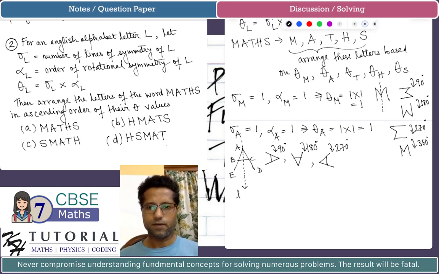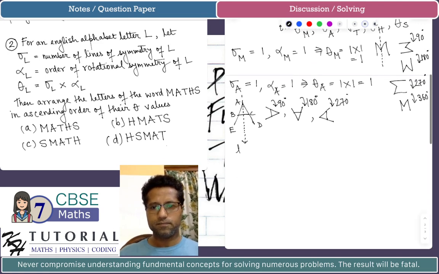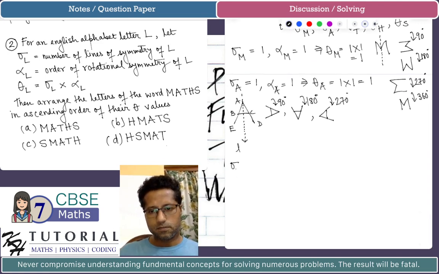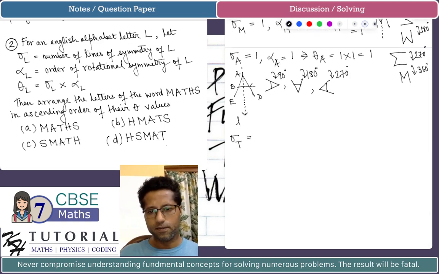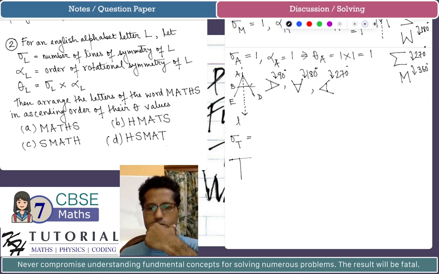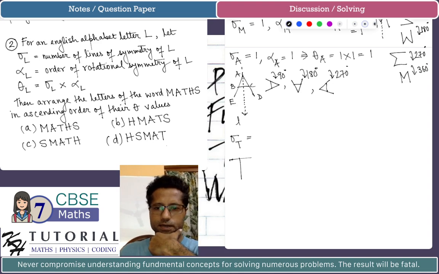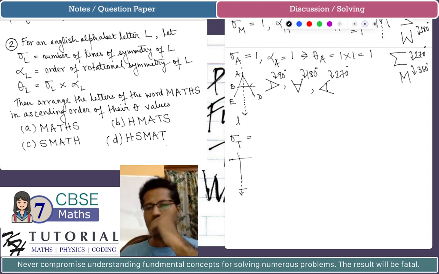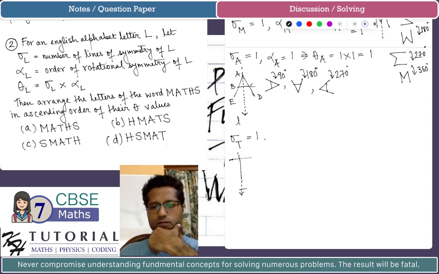Okay, fine. What about T? Sigma T is the number of lines of symmetry of the letter T. So T is like this. Now how many lines of symmetry does the letter T have? Obviously the vertical line will be a line of symmetry. Is there any other line of symmetry? No, there is no other line of symmetry. So definitely sigma T will be 1 for the letter T.